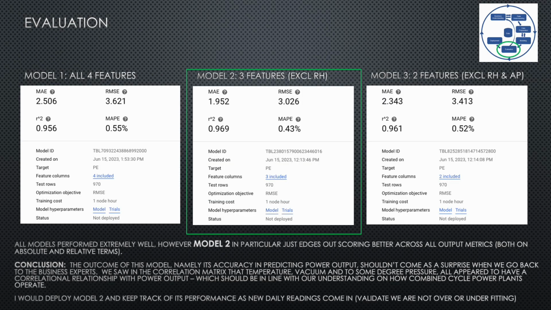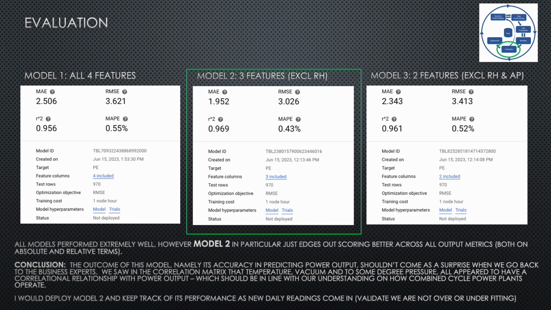The great thing with Google's AutoML is it really is very fast, and setting up these 3 different models, I only used 1 hour of training cost for each of these models. It was very easy to do. So I got the results back, and here they are. They're all pretty good. They're all showing what I think are very good scores, output metrics.